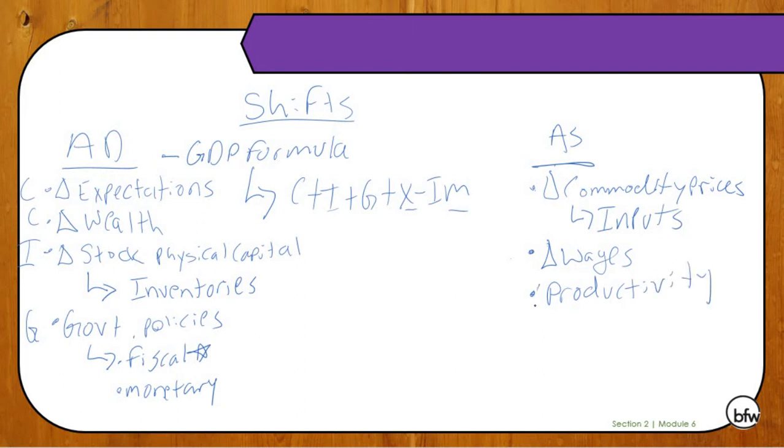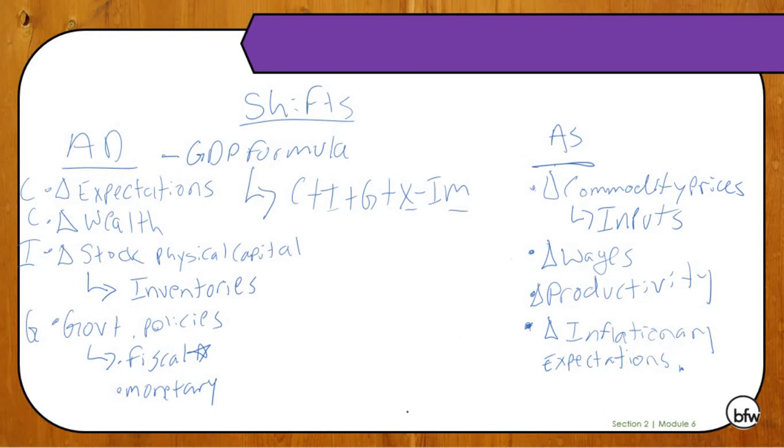Next is productivity. If there's a change in productivity, let's say if productivity increases, then aggregate supply will increase. If it decreases, aggregate supply will decrease. And lastly, a change in inflationary expectations. If they expect inflation to go up, then aggregate supply will shift left, and the opposite is true.